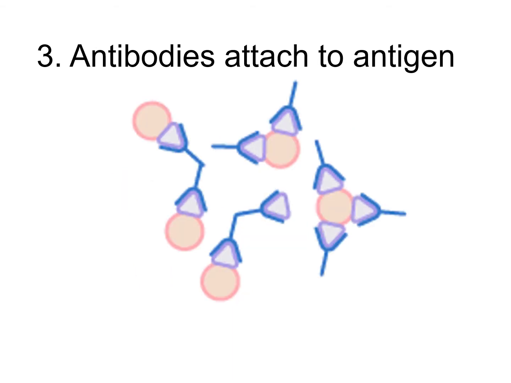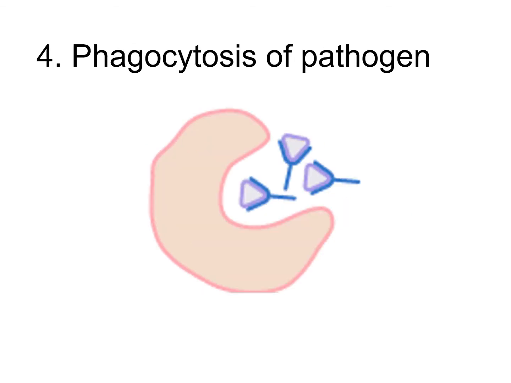The third step is that the antibodies which have been produced by the lymphocytes attach to those antigens, and they cause the antigens to clump together. This makes it much easier for phagocytes to engulf them. Phagocytes are the second type of white blood cell. They are attracted to the pathogens and bind to them.